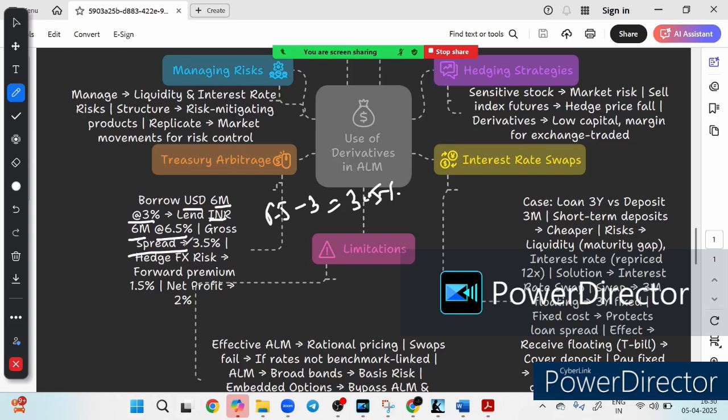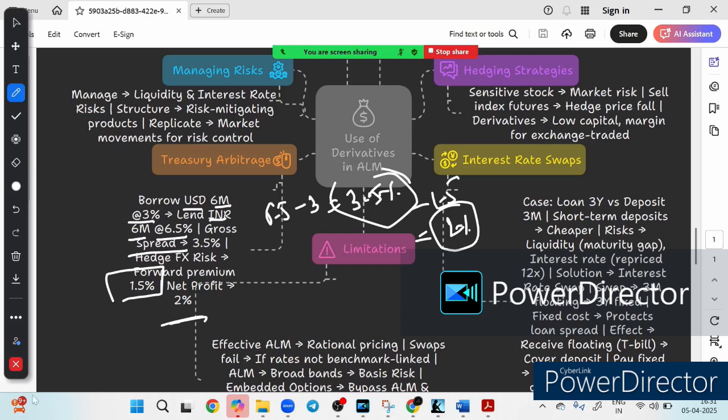So after hedging foreign exchange risk, which is the premium, which is 1.5%, the net profit is just 2%, because this is the spread, this is the ultimate profit. But there is some premium they have to pay, and that premium almost amounts to 1.5%. So we have to deduct this premium from the spread, and finally the net profit is just 2%. So you should know how to calculate the arbitrage, how to calculate the spread, how to calculate the net profit, because some numerical based question may be asked.